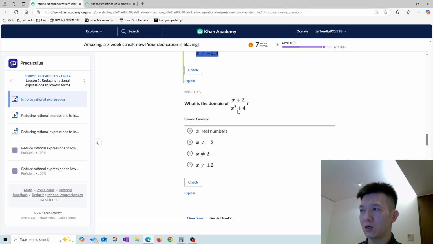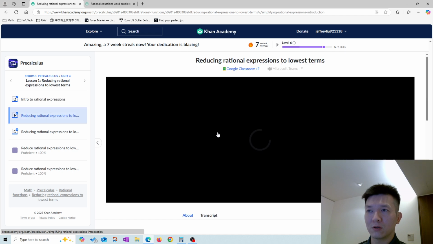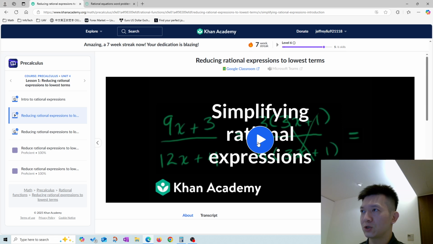Okay, so for this one, we all know if x squared plus 4 equals 0, and you move the 4 to the other side, it's going to be negative 4. And any number that's squared cannot be negative, right? Unless you're talking about complex numbers, which are another realm. But for now, we are talking about real numbers, and no real number can do that, right? So all real numbers will make this whole rational function defined, right? Okay, that's for domain.